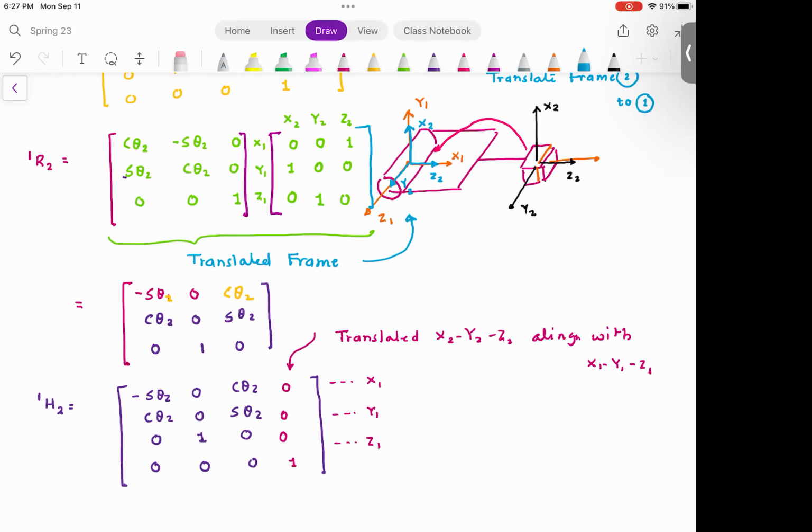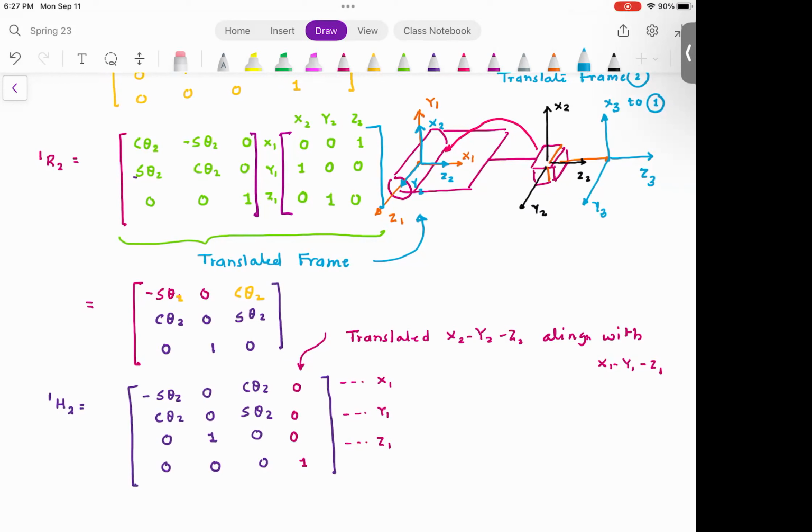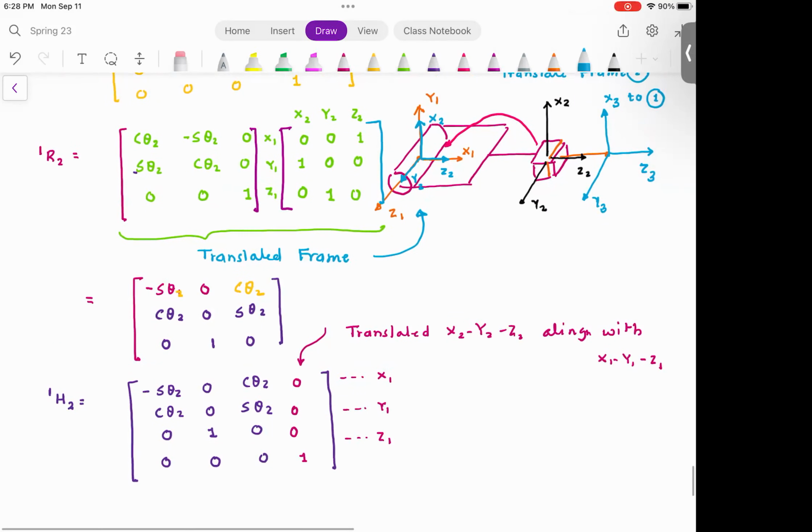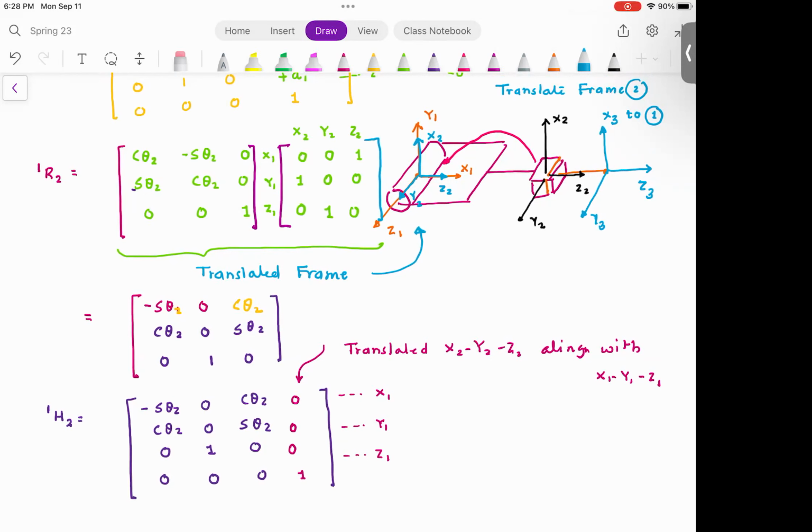And I'm going to draw this over here. This last frame is Z3, Y3, and X3. Now, the most important thing to understand here is that between frame number 3 and frame number 2, there is no rotational information. So there is no rotational transformation. There is no theta 3 involved. There is only a prismatic relationship. What that means is, when there is no rotational transformation, your rotation matrix has to be an identity matrix. But before I do that, I need to explain this once again. Please understand that in the relationship from here to here, there is no revolute joint.